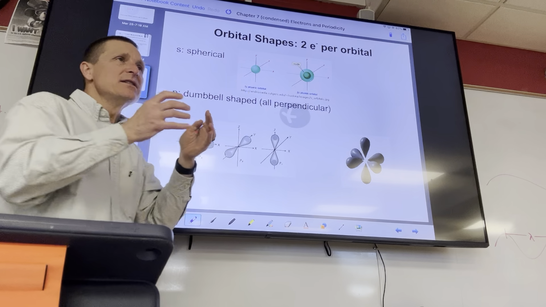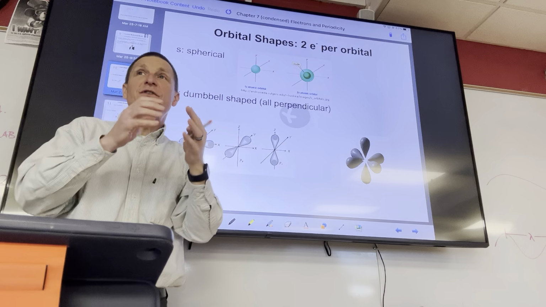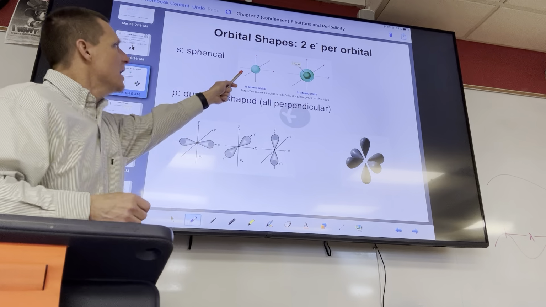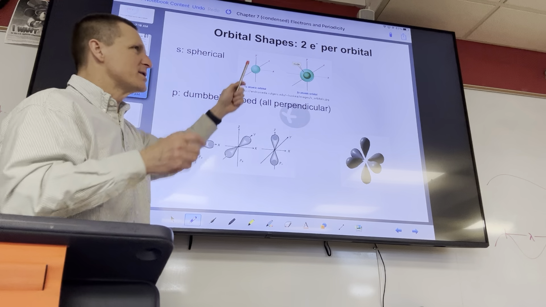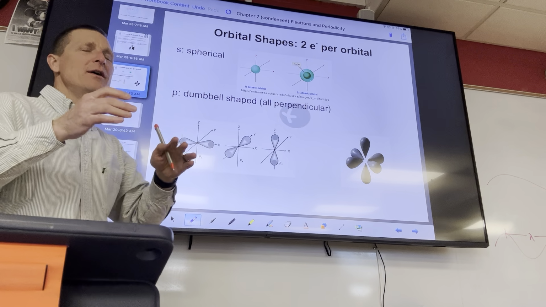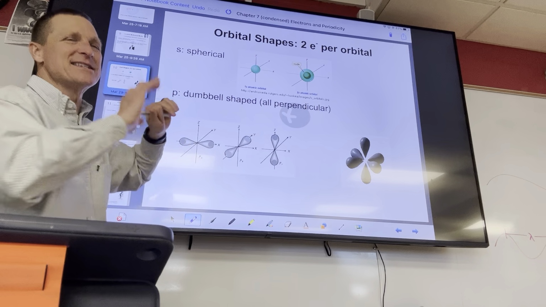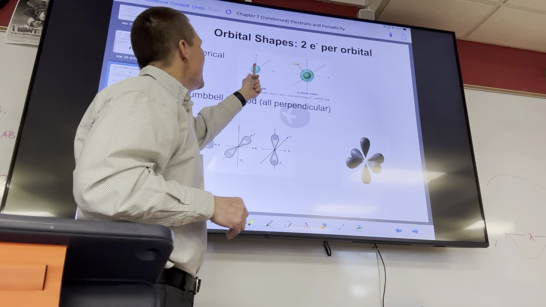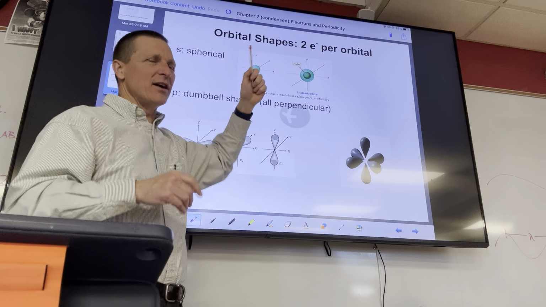So an s sublevel is spherical in shape. That's not why they call it s. S stands for something different. Of course, something different starts with s too. So the s is not for spherical. There's 2 electrons that are allowed in there.